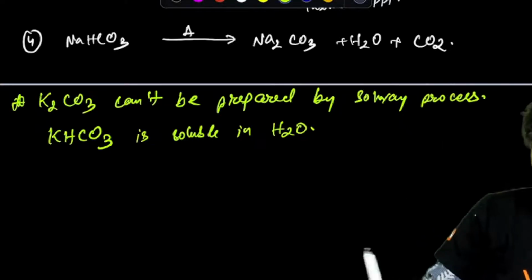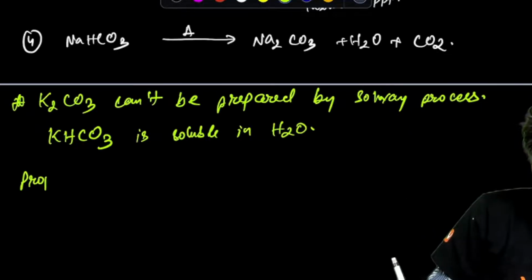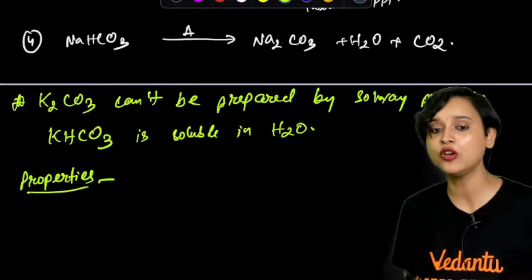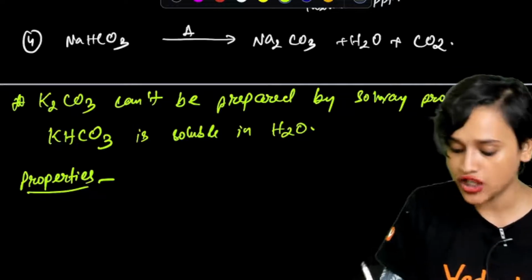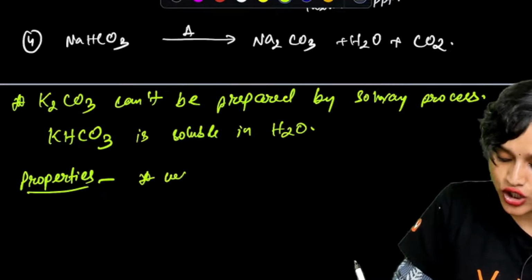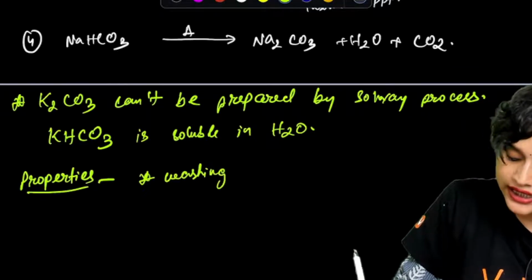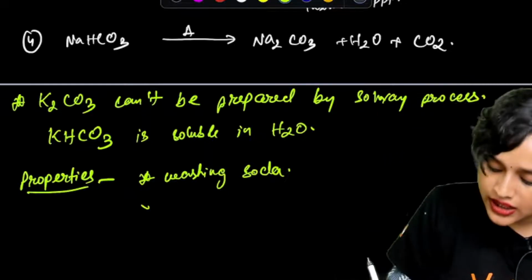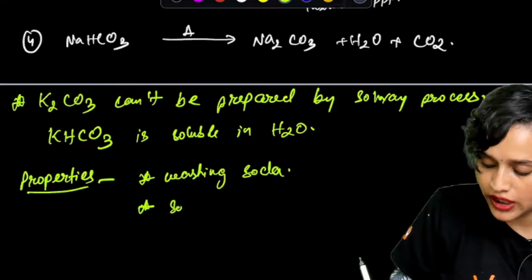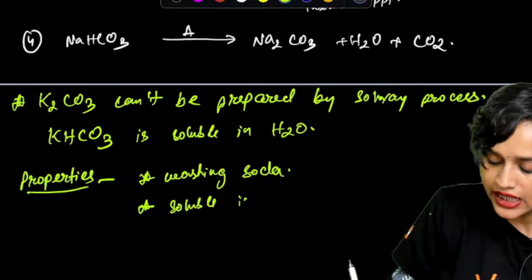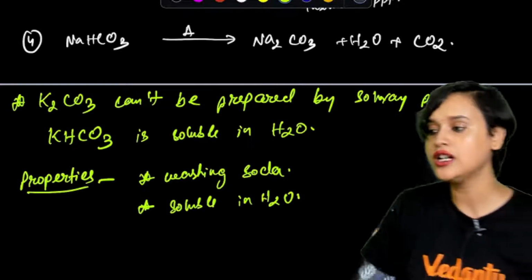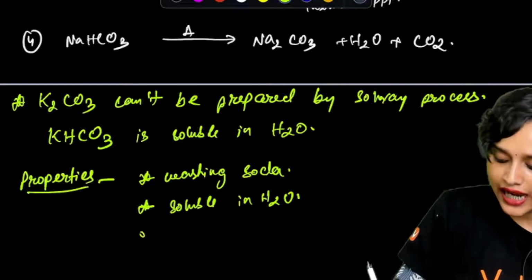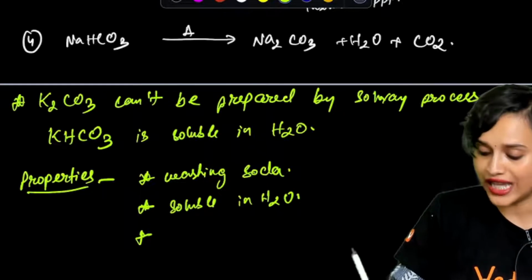Now, what are the properties here? What are the properties of sodium carbonate, everybody? What are the properties of washing powder Nirma? First of all, this is washing soda. Then, of course, because it is washing soda, it is soluble in water. Make sense or nonsense, everybody?